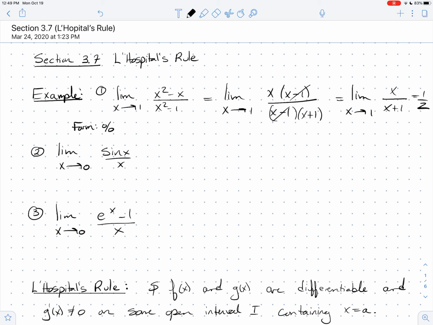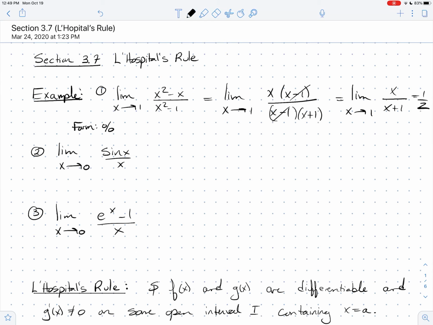I'll squeeze that in there. So in that case, even though the form was 0 over 0, which is indeterminate, we were able to use a canceling technique and work out this limit. The next example, the same thing. The form, for example 2, is indeed 0 over 0.